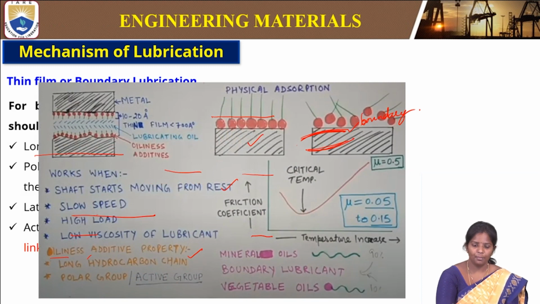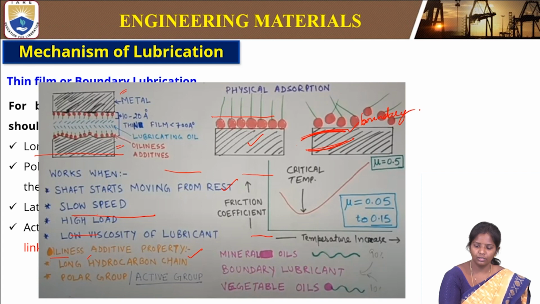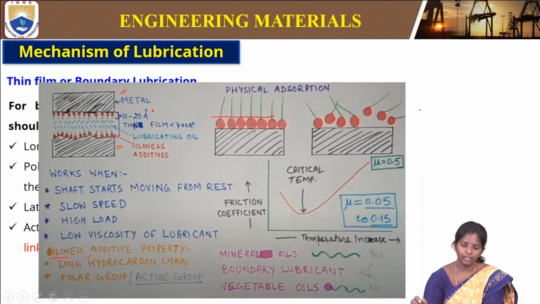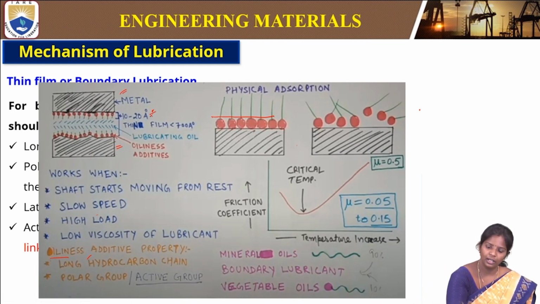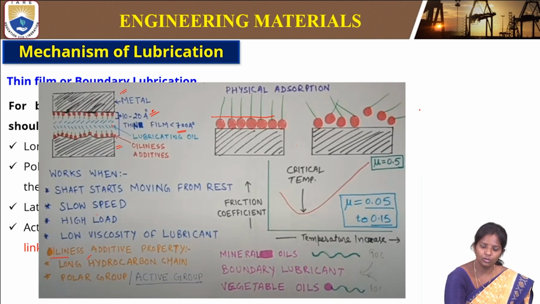So if you see, for example, this is metal and this is other metal. This is the thickness. Thickness is around 10 to 20 angstroms, and there is a thin film. This is less than 700 angstroms, so we are calling it thin film lubrication. And this is the lubricating oil, and this is the oiliness additive.